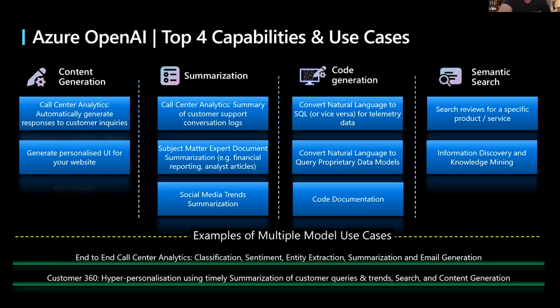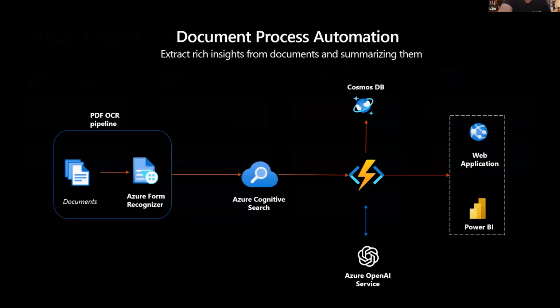So going further, there is this example of an accelerator that Microsoft created, with which you can read documents, for example, using Azure Form Recognizer. Azure Form Recognizer could read your documents and then use cognitive search. And then you can have, for example, OpenAI extract some insights from that text. Later you can visualize this in a web application, or in Power BI.